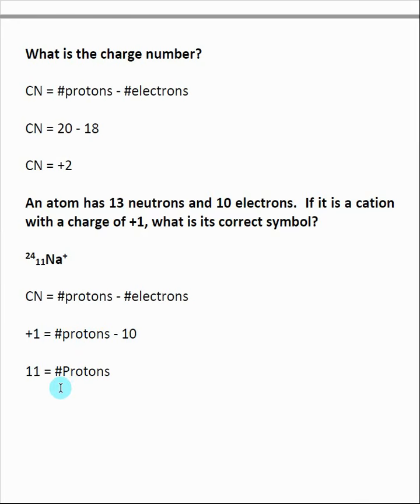Now that I have that number, everything else comes into place. So when I look at the elemental symbol, I go to the periodic table and say what element has 11 protons. That's sodium. And then I say the mass number is equal to the number of protons plus the number of neutrons. So 11 plus 13 gives me 24. So if I draw out the elemental symbol, it will look like this.